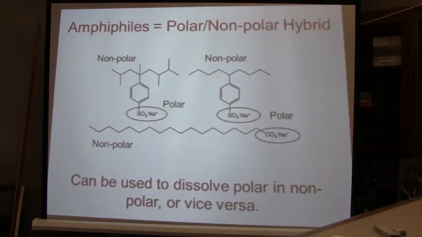So I talked about polar and nonpolar. So I will answer your question, but the next slide right after this answers that question exactly. And what does that is an amphiphile. So an amphiphile is essentially a polar and nonpolar hybrid.